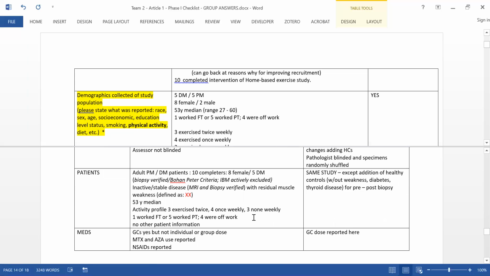There were 10 completers, 8 female, 2 male, 5 DM, 5 PM. They met Bohan and Peter criteria. IBM was actively excluded, and patients were verified with a biopsy. These patients had inactive or stable disease as verified by MRI or biopsy, but they had residual muscle weakness.